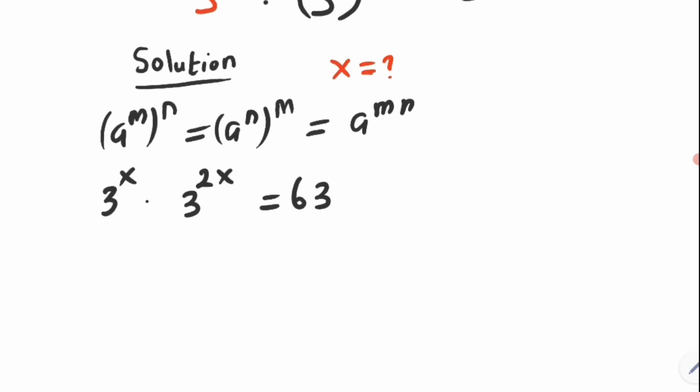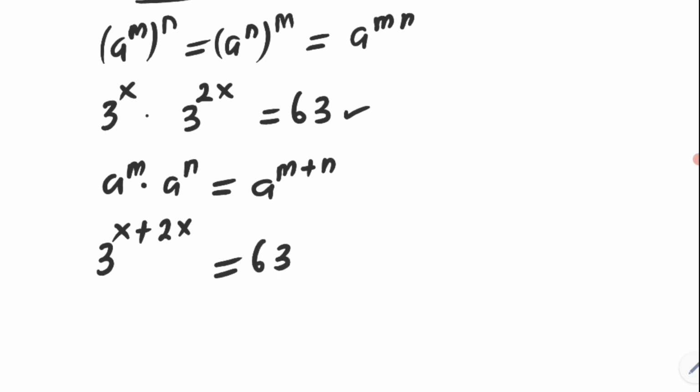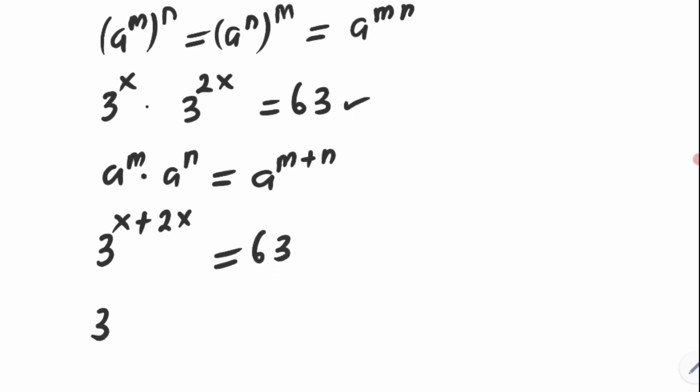Now also, if you have a raised to power m multiplied by a raised to power n, this is equal to a raised to power m plus n. Then this can be written as 3 raised to power x plus 2x is equal to 63. Then we have 3 raised to power 3x is equal to 63.